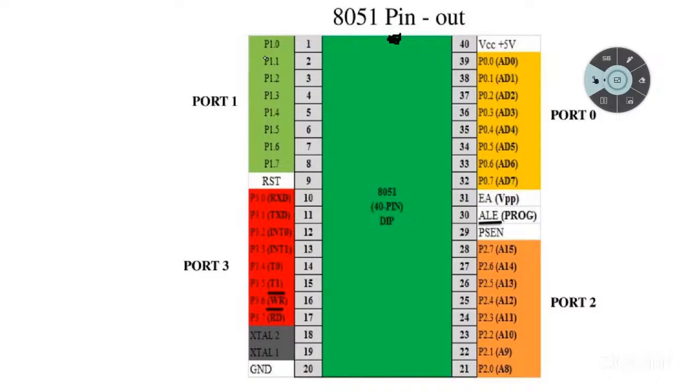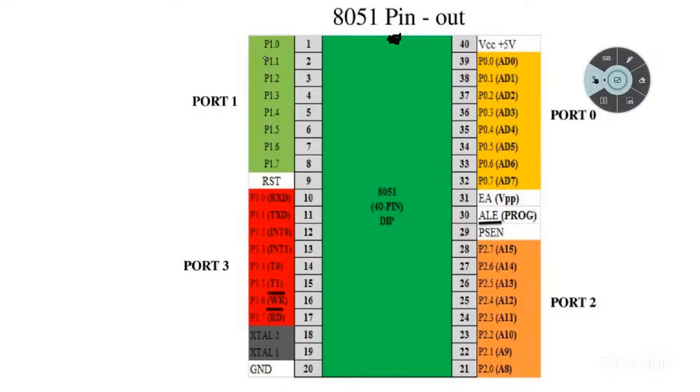Similarly, what is the K kilo in digital? 1024 bytes. How many bits for 1 byte? 8 bits is equal to 1 byte. 1024 bytes is equal to 1 kilobyte. Now 4 kilobytes, 4 into 1024. The total 4096 bytes of memory available with this 8051 microcontroller. Okay, the 4096. That is simply called 4 kilobytes.